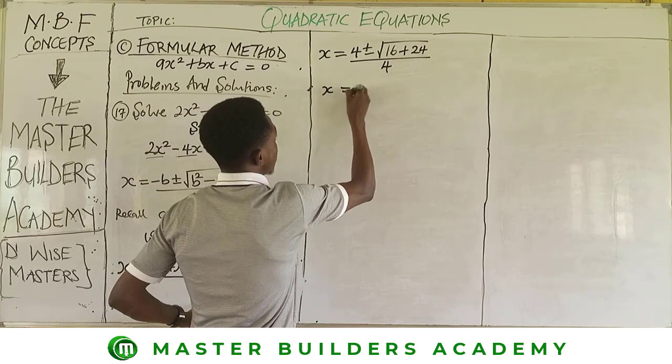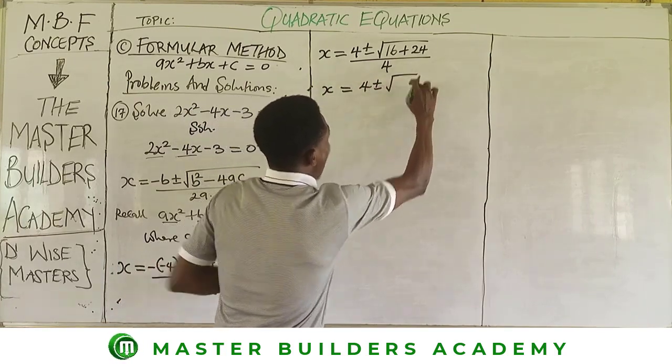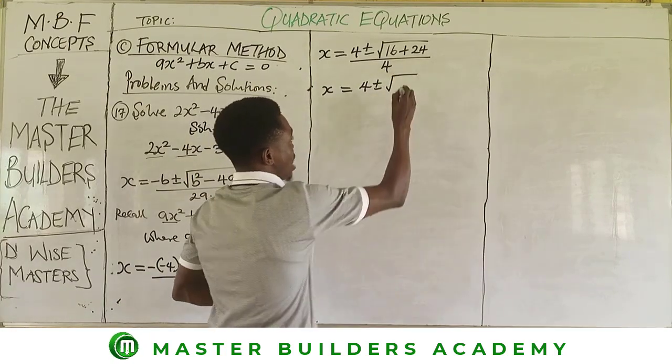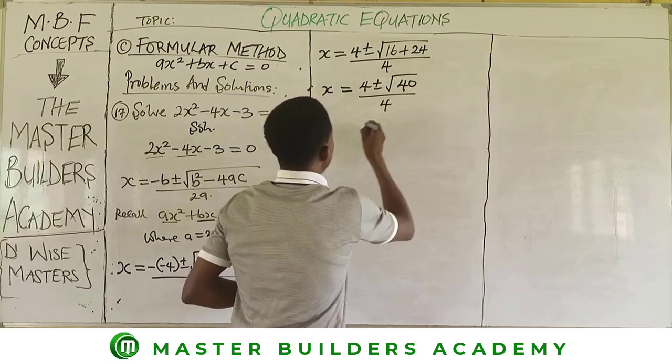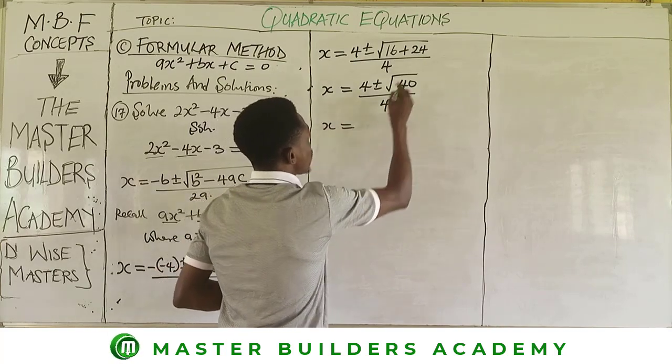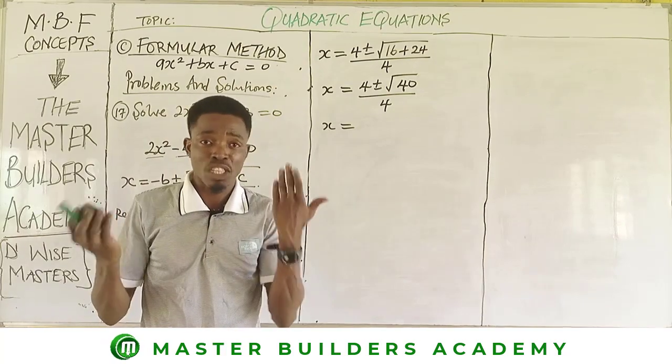Then we move again to the next step. This will give us 4 plus or minus the square root of, now, 16 plus 24, guys. This will have given us 40 all over 4. Then the next thing we are quickly going to do is to find the square root of 40. And of course, we know that 40 is not a perfect square. Alright?